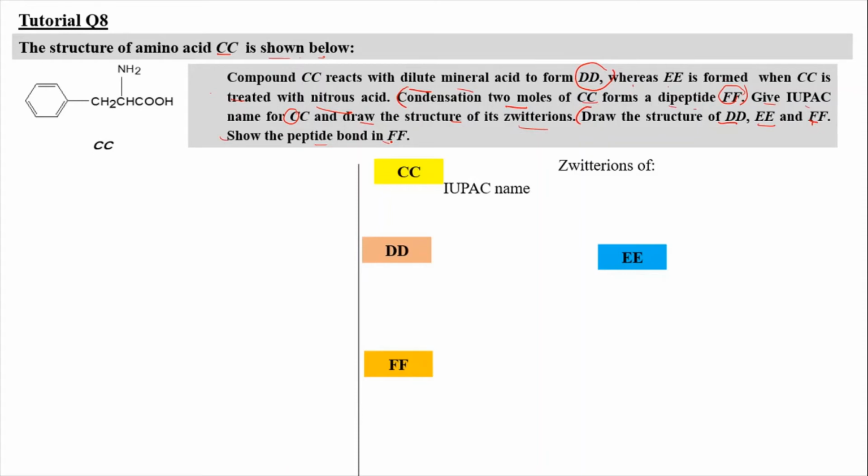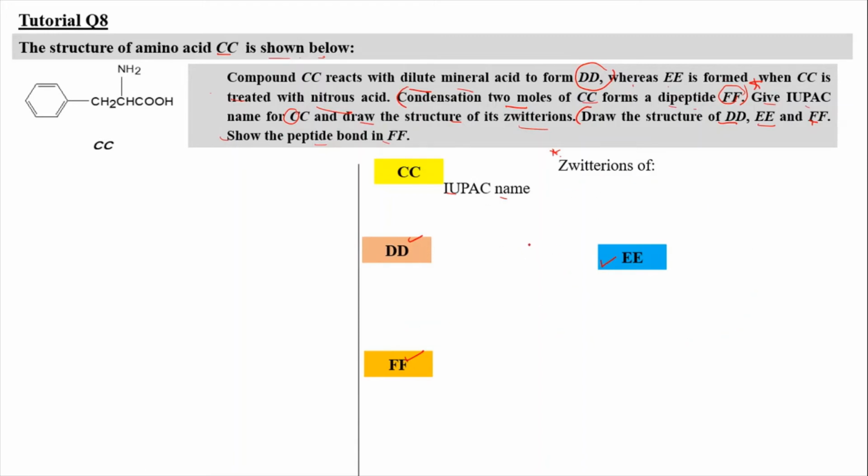Okay, so what the question is basically asking you to do is you need to give the IUPAC name of CC. We need to also give the structure of zwitter ion, which is also written here. And then we need to draw the structure DD, EE, and FF. And then we need to show the peptide bond in FF. Okay, so the question needs us to look at these structures here.